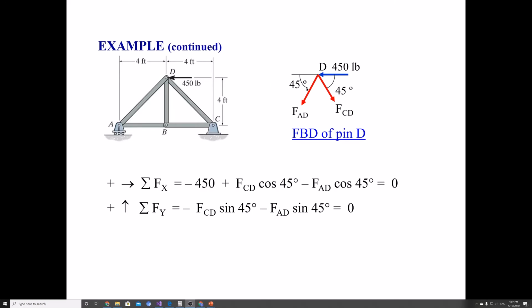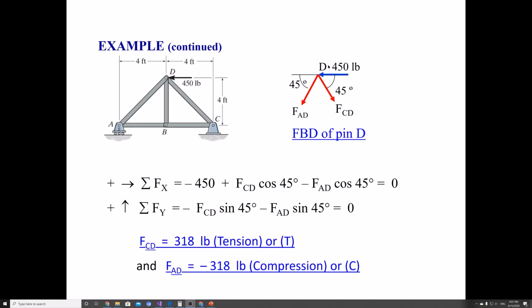So we have a free body diagram to start with, and we have FAD and FCD. So then we only have two members here, so we can go ahead and sum those forces. Here's the x direction: minus 450, minus FCD times cosine of 45 degrees, minus FAD, which is also going in the negative x direction, times cosine of 45. That's equal to 0. So that's my first equation.